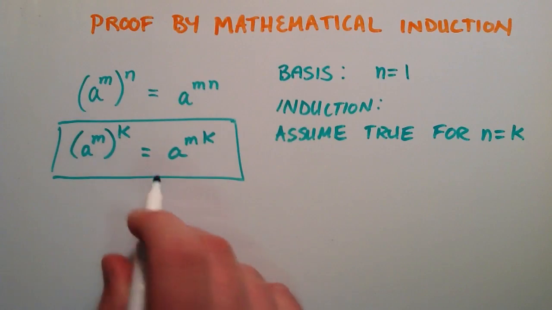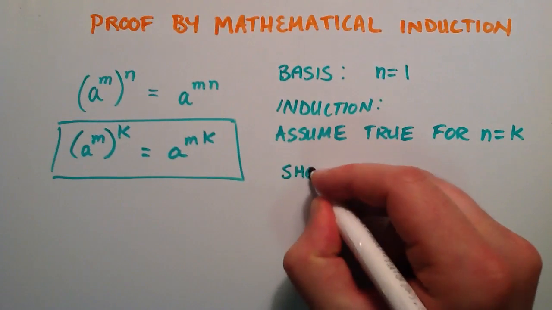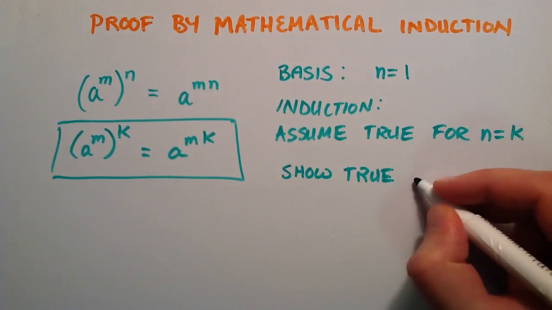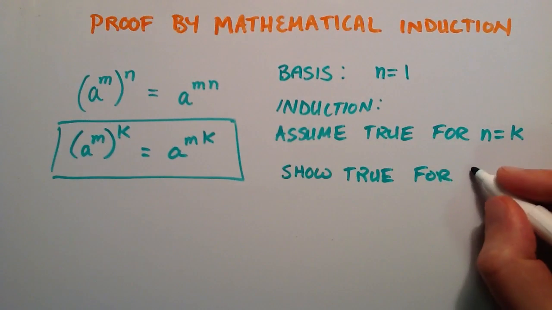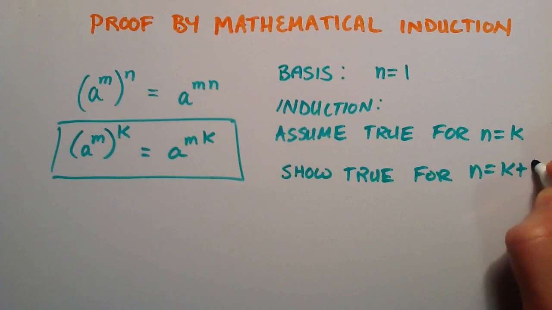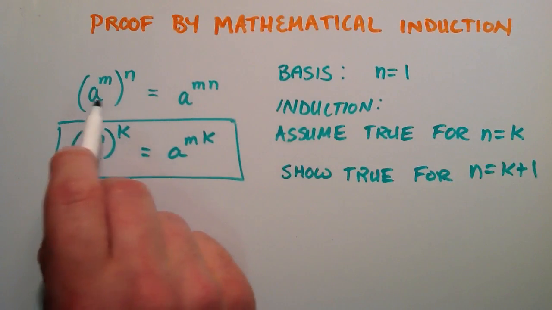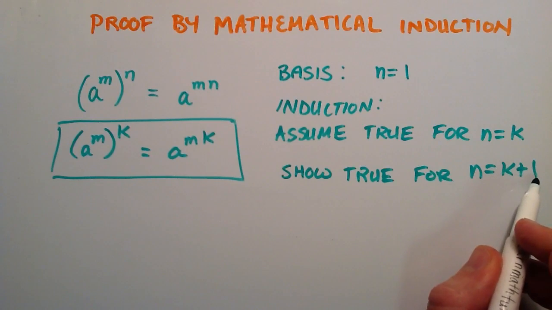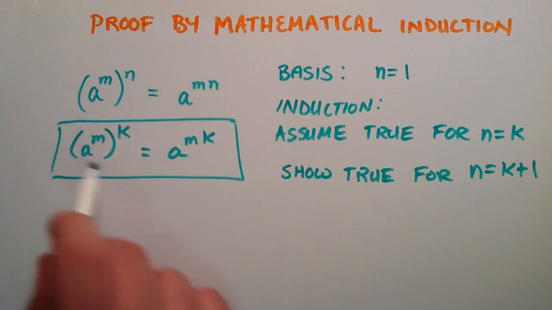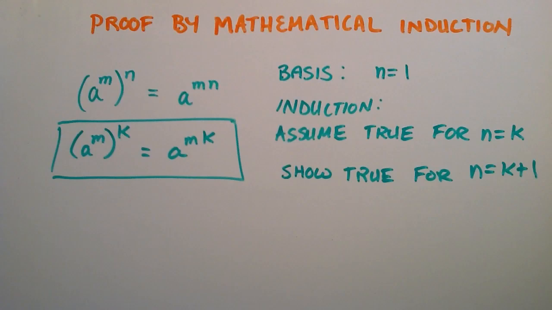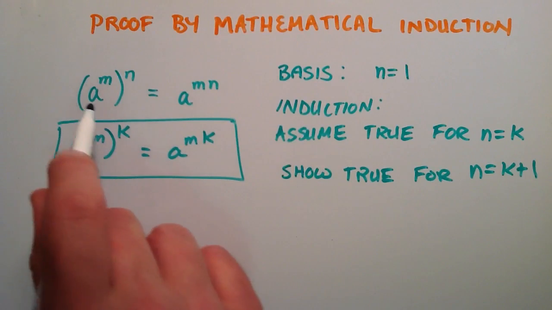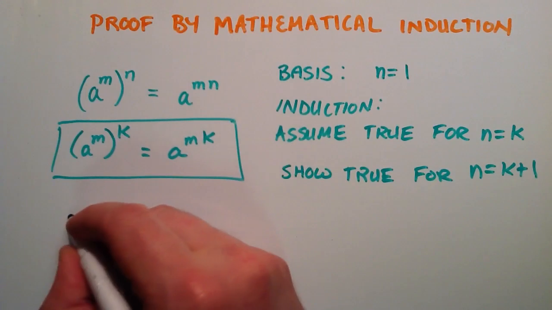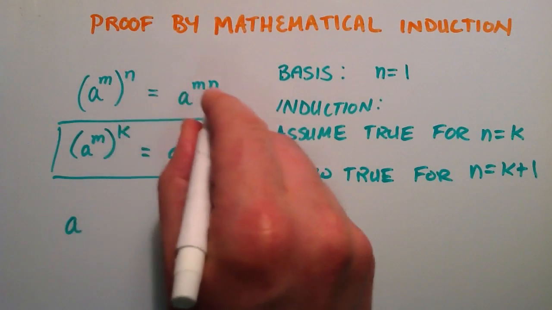So assuming that this is true, we want to also show that it's true for n is equal to k plus 1. If we can show that this statement right here is true when n is equal to k plus 1, based off of this assumption right here, then we've completed the mathematical induction proof. So let's go ahead and look at this situation when n is equal to k plus 1. Now we're simply replacing these n's with k plus 1.